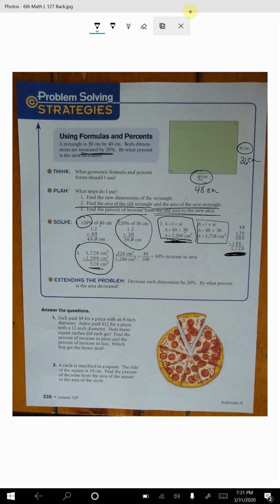All right, extending the problem. Decrease the dimension by 20%. By what percent is this area decreased? All right, so we're going to do this together.